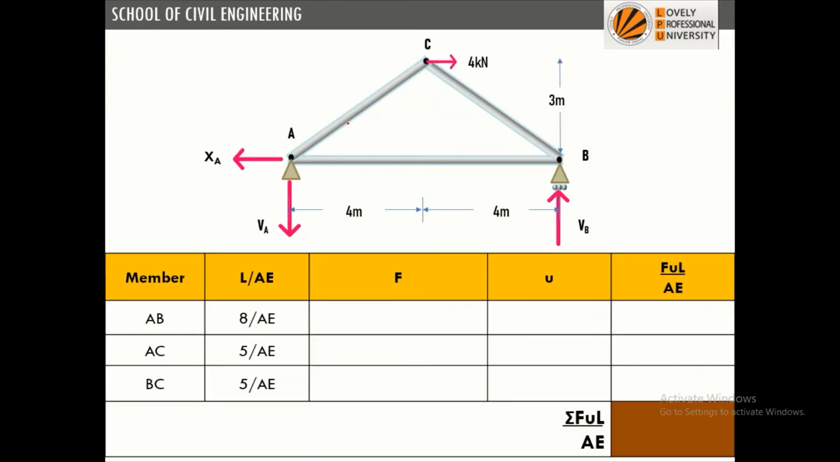Using the unit load method, it is very convenient to draw this table and put in all the values. So this table is very important.